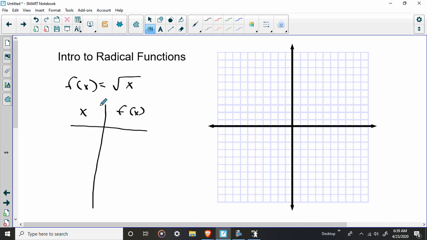So what's the smallest number we can put in? 0. And the square root of 0 is 0. So there's a point right there. Can I put in 1? Sure.